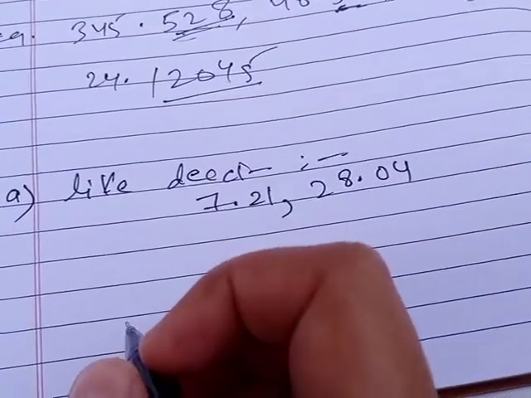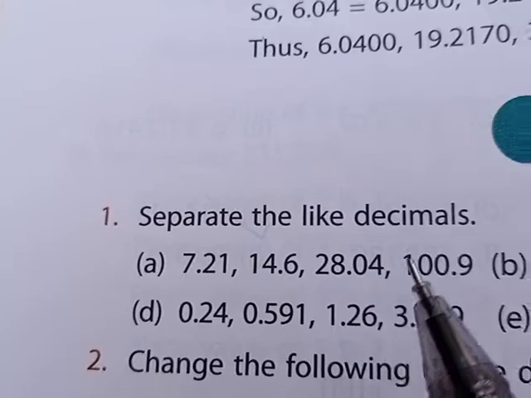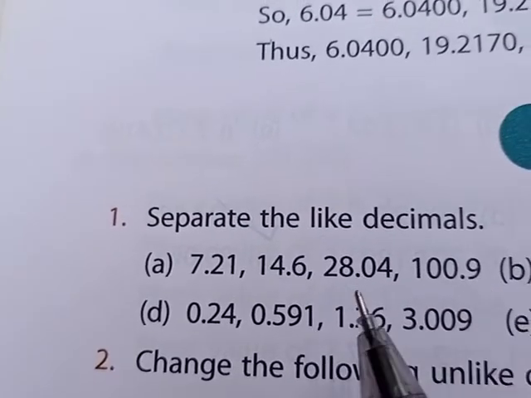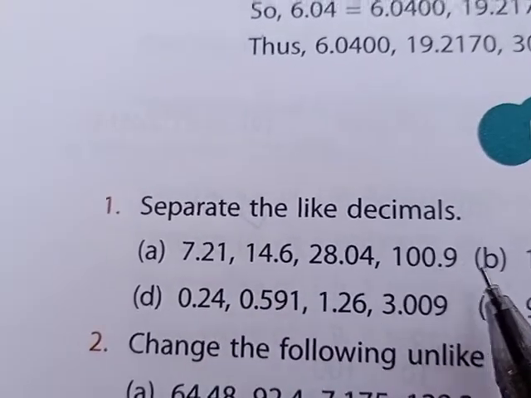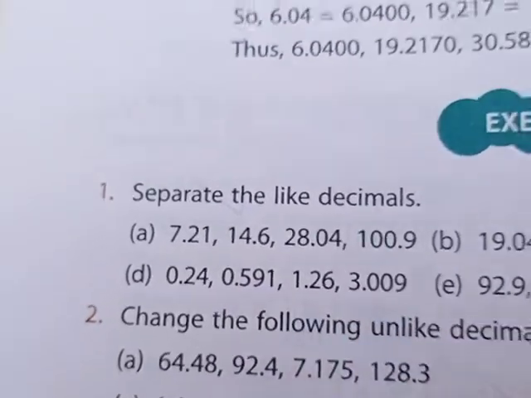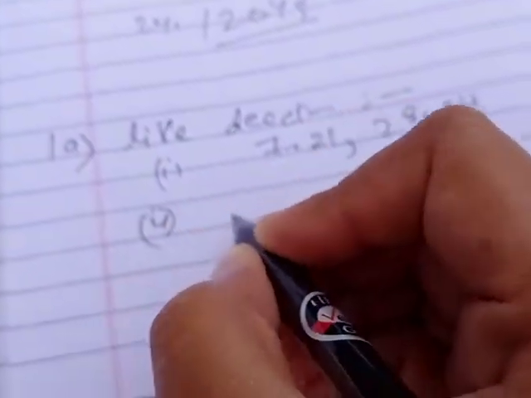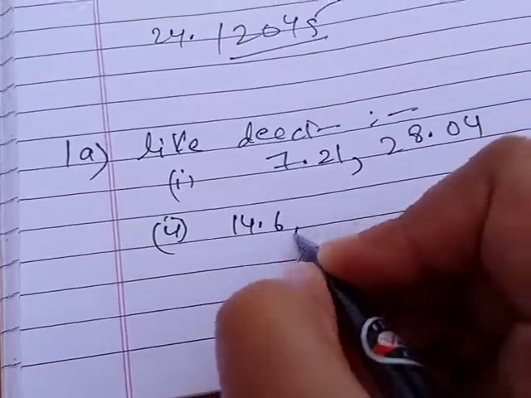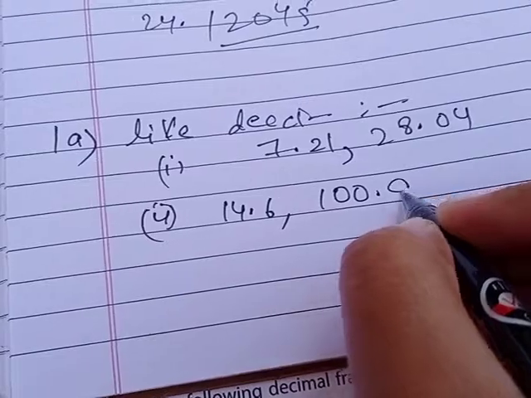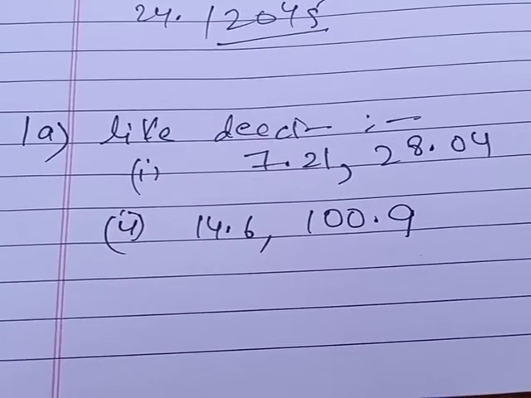28.04. Got it? Then another, you see, 14.6 is here, then 100.9 is here. After the decimal 1 digit, after the decimal 1 digit. So 14.6 and 100.9 also are like. So this is the first like decimal pair, and another like decimal pair will be 14.6 and 100.9. Like this we will separate the like decimals.